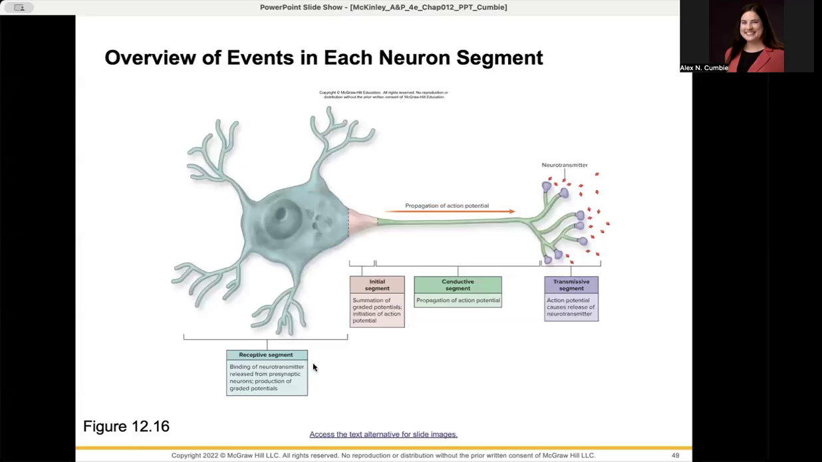So we're going to look at some of these events that occur at each of these segments. And it might not surprise you that what starts off the events about whether we're going to actually propagate or create an action potential has to do with the receptive segment first, with the binding of a neurotransmitter.